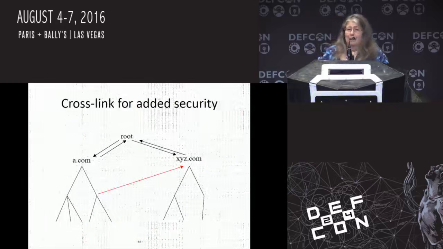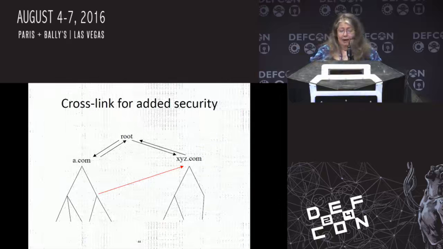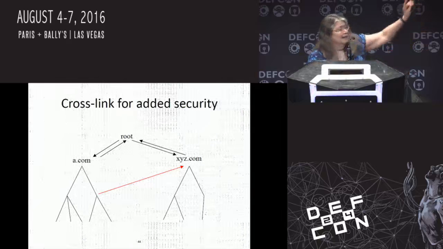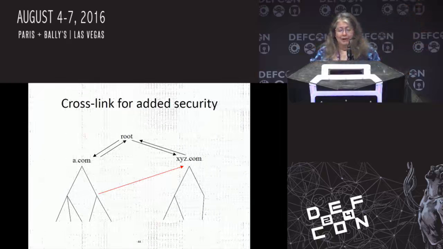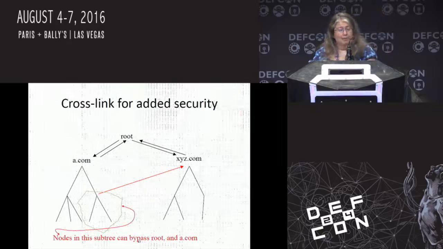And the other reason you might want to cross-link is to add security. You can bypass portions of the hierarchy that you don't trust. So if someone down on the bottom of that red arrow cross-certifies to XYZ, then if you don't trust the root, you can get to XYZ without having to go all the way up. So everybody in that little subtree there can get to the names in XYZ.com without having to go through the root.